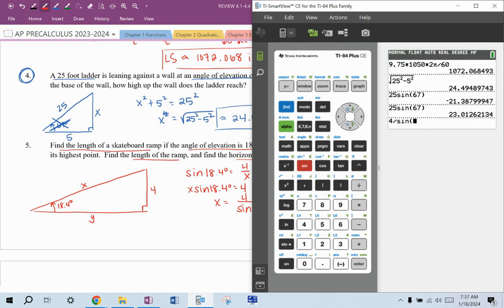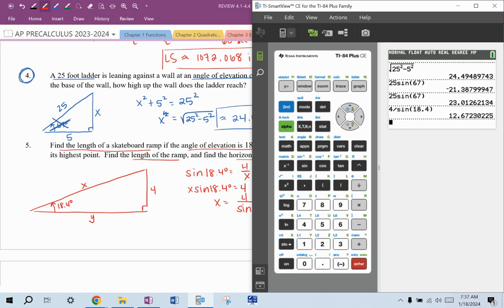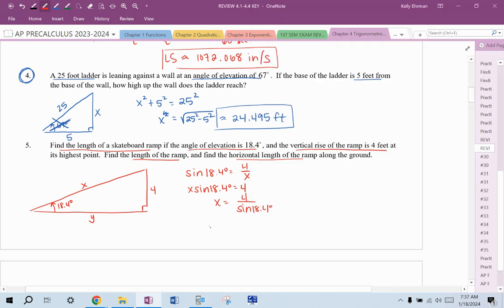All right, so this is the length of the ramp. 4 divided by the sine of 18.4. So 12.672 feet. So that's the length of the ramp.